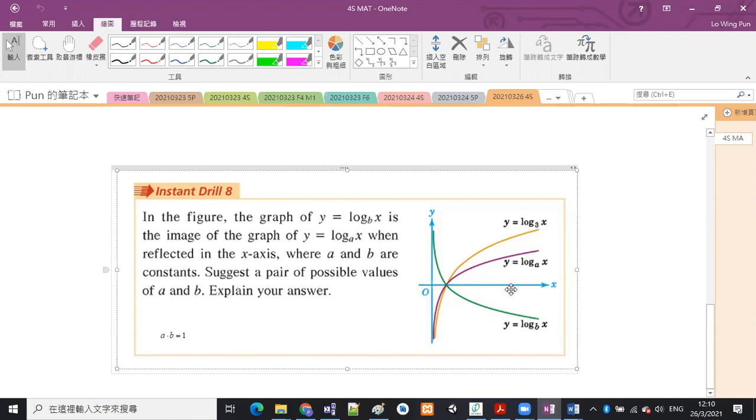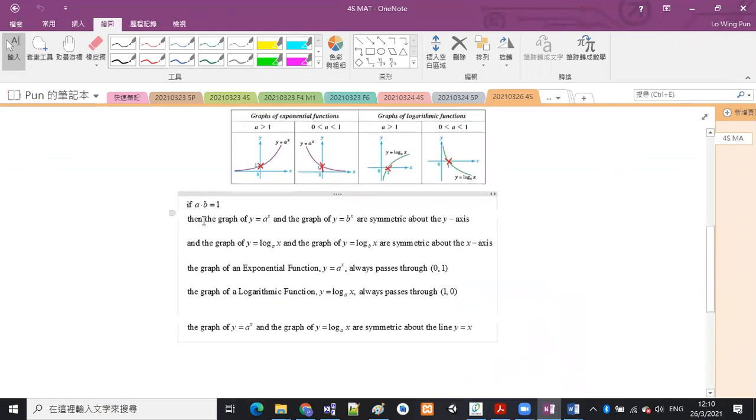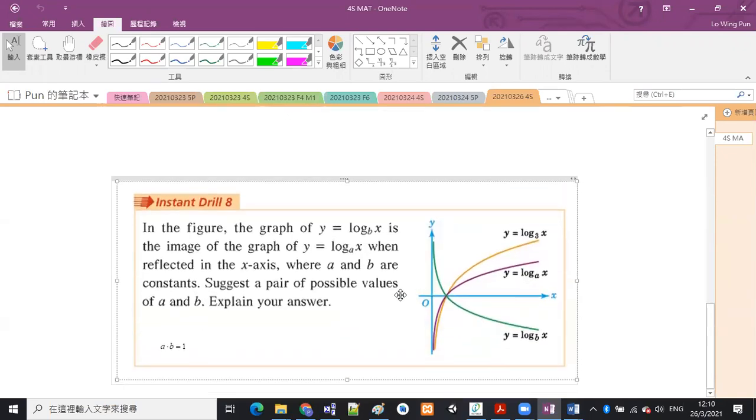Okay, the axis of symmetry is the x-axis. So that is this case. Okay, symmetric about the x-axis, or like reflected in the x-axis. 即係好似個鏡裏邊嘅反射咁樣，個鏡就係 x 軸啦，係嘛？咁所以佢哋係對稱嘅，上下對稱嘅。So we know that A times B should be equal to 1.